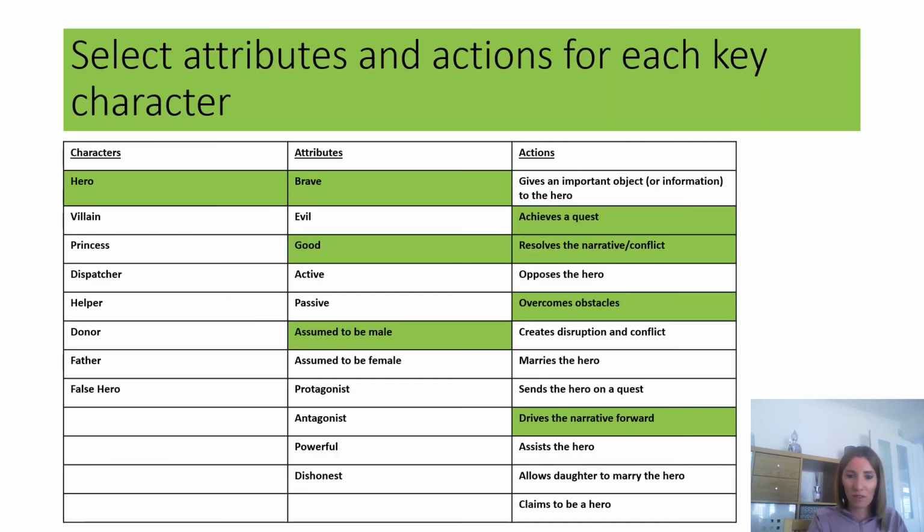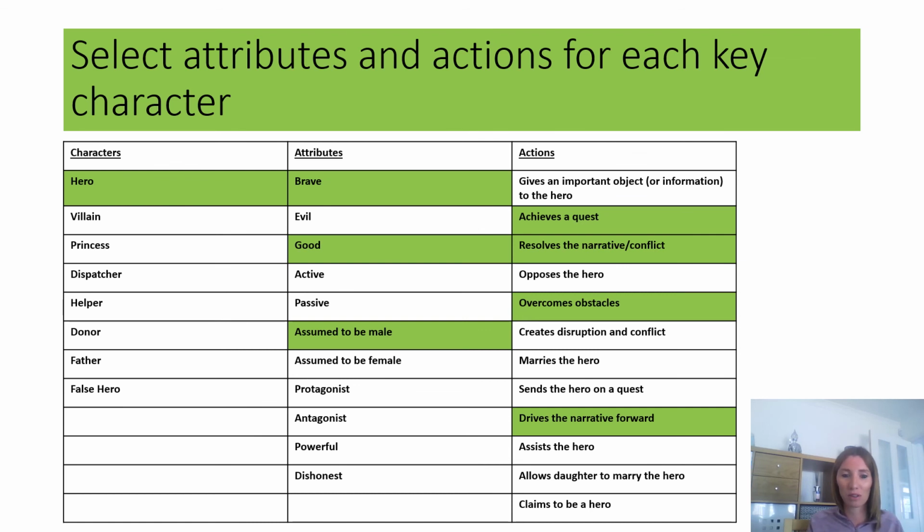What I would like you to do then for the final part of the lesson, just so I am fully confident that you understand Propp's character types, is you'll see the character types on the left hand side of your screen. You've got the attributes and then you've got the actions as well. I've done the first one for you, so I've picked hero, and I have said that the attributes of a hero are the fact that they're brave, they're good, and they're assumed to be male. The actions of a hero are the fact that the hero achieves the quest, the hero resolves the narrative, resolves the conflict, he or she overcomes obstacles and drives the narrative forward.